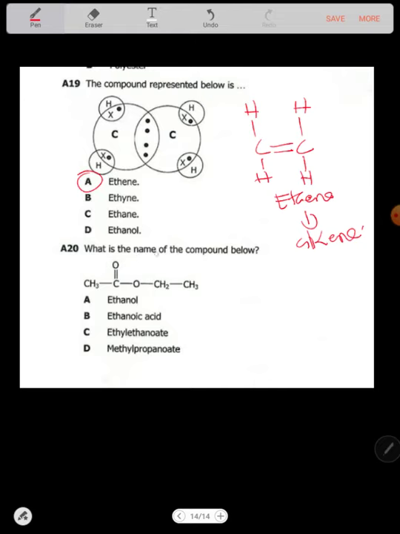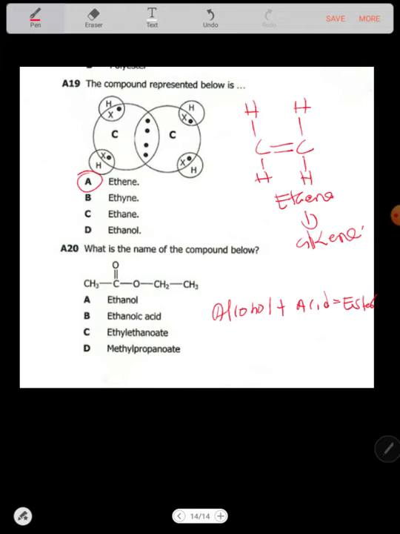What is the name of the compound below? Can you guess the name of the compound? If you can guess, hit the button, pause the video, and try to answer on your own before I answer it. All right, so before I give you my answer, look at this here. There's a double bond, and there's another oxygen. This means there was a reaction between 2 compounds. We don't know. So in this case, we reacted an alcohol plus an acid to give us an ester. This is an ester.